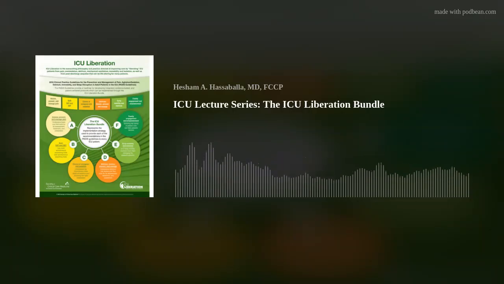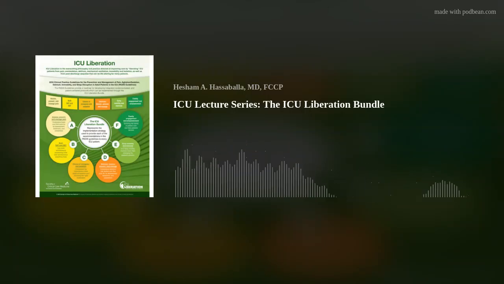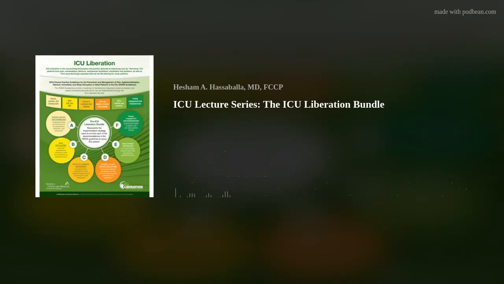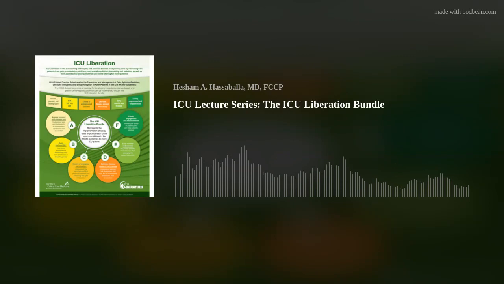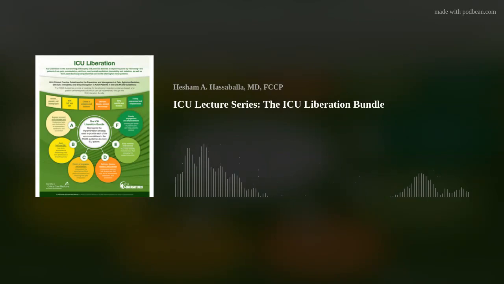Okay, everybody, we're going to talk about the A to F bundle. It's called the ICU Liberation Bundle, and it's a series of best practices that we should do for every patient so that we can liberate them from being in the ICU. That's the whole point: to try to get them out of the ICU. And it's A through F, A, B, C, D, E, F.